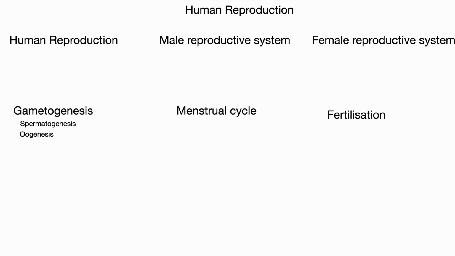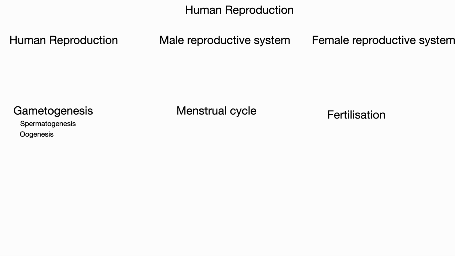During copulation, that is during coitus, semen is released from the penis into the vagina of the female. The semen contains sperms. These sperms are motile. They swim rapidly from the vagina. They enter the cervix, and from the cervix they enter the uterus, and from the uterus they enter the fallopian tube to reach the ampulla.